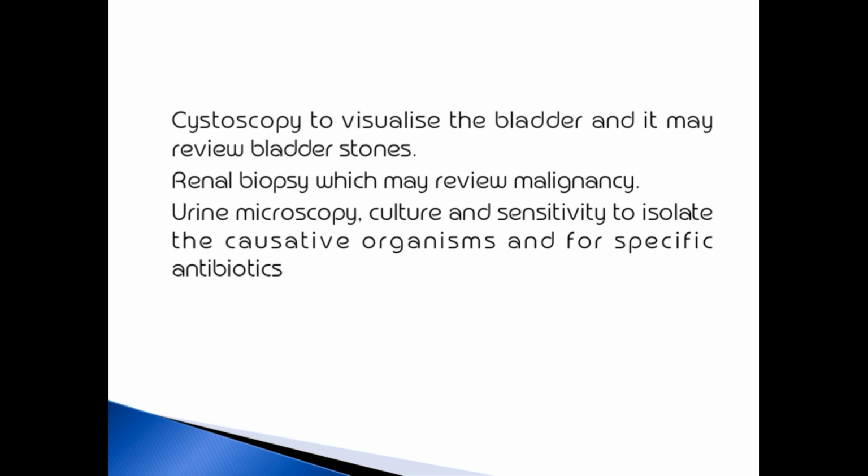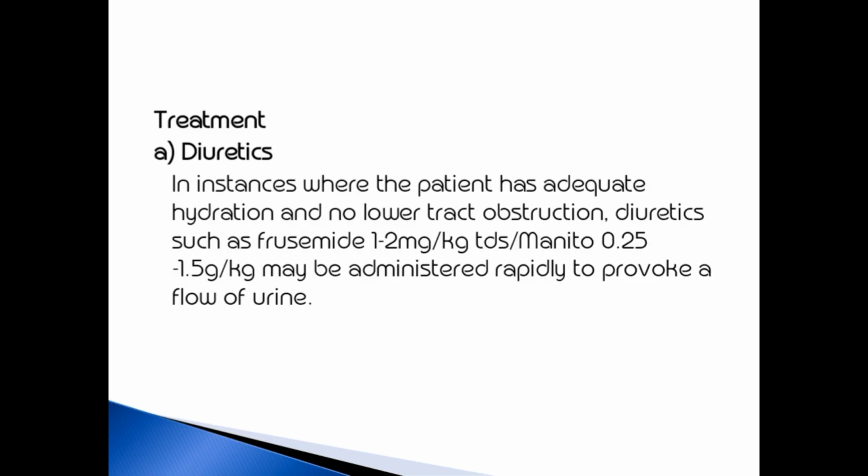Then you can also do a cystoscopy, which is just to visualize the bladder to see if there are any stones that are causing obstruction and leading to backflow of urine, leading to hydronephrosis. We can do a renal biopsy, which may reveal malignancies, and urine microscopy, culture and sensitivity to isolate the causative organism and to choose specific antibiotics. So we can do all these investigations just to confirm the diagnosis of renal failure.